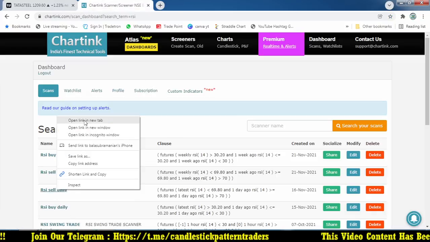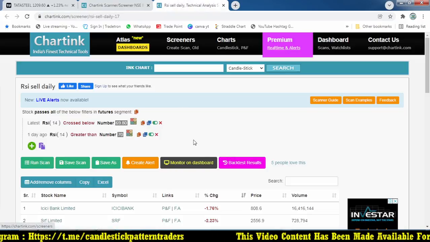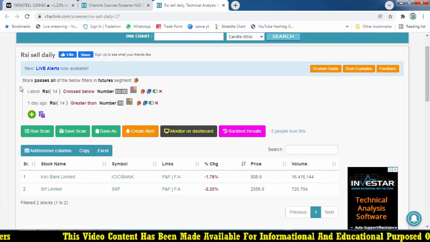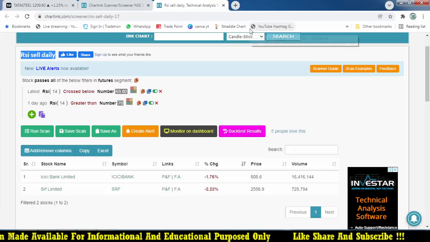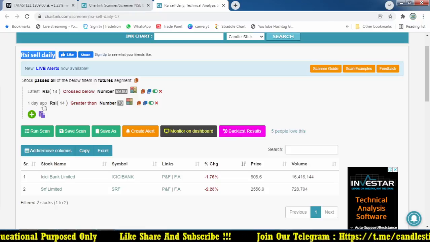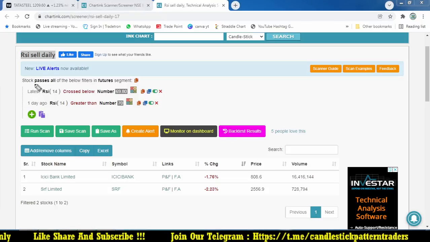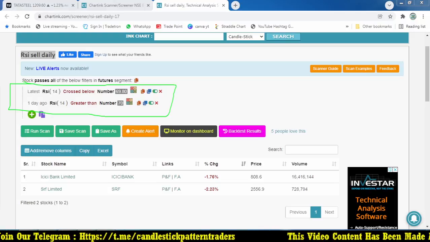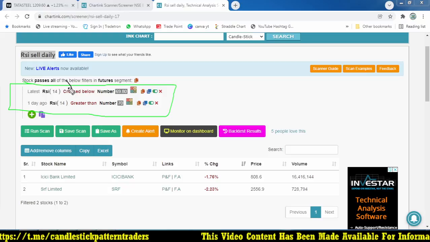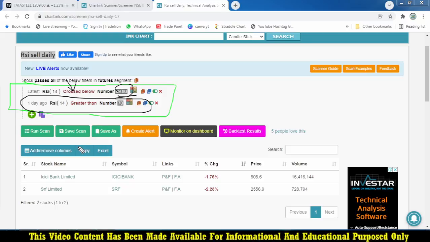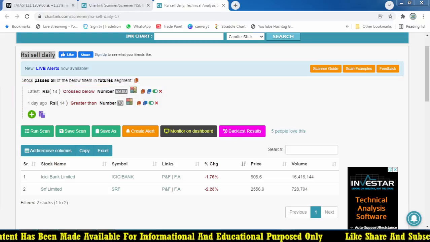For now I will open RSI sell daily. It's simple: we are finding where RSI has crossed below. This is the code. You can copy the code, or you can search the name on Chartink and get it. RSI sell daily is the code name. If you are able to create a scanner, you can see this is the code. I'm not hiding it from anyone. It is a simple code: the latest RSI crossed below 69.8, but one day ago RSI must be greater than 70. That is the simple logic I conditioned here, and nothing else.